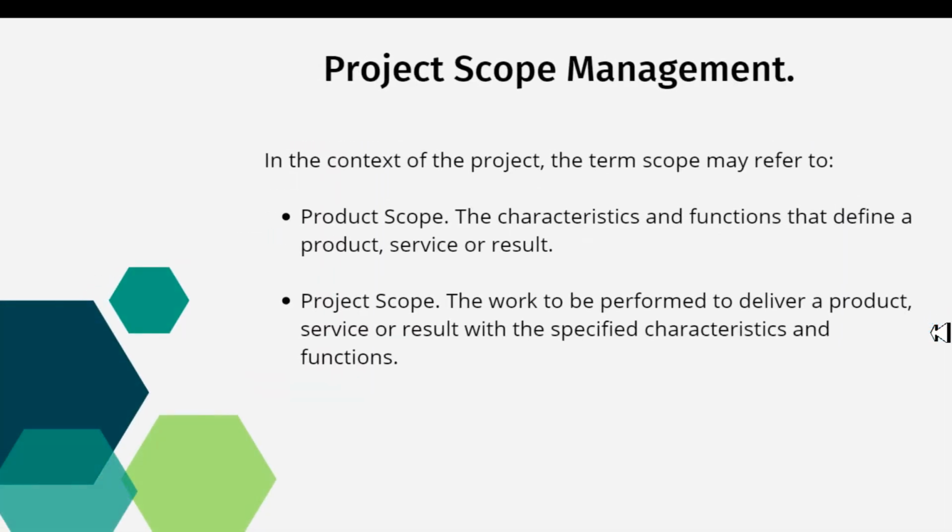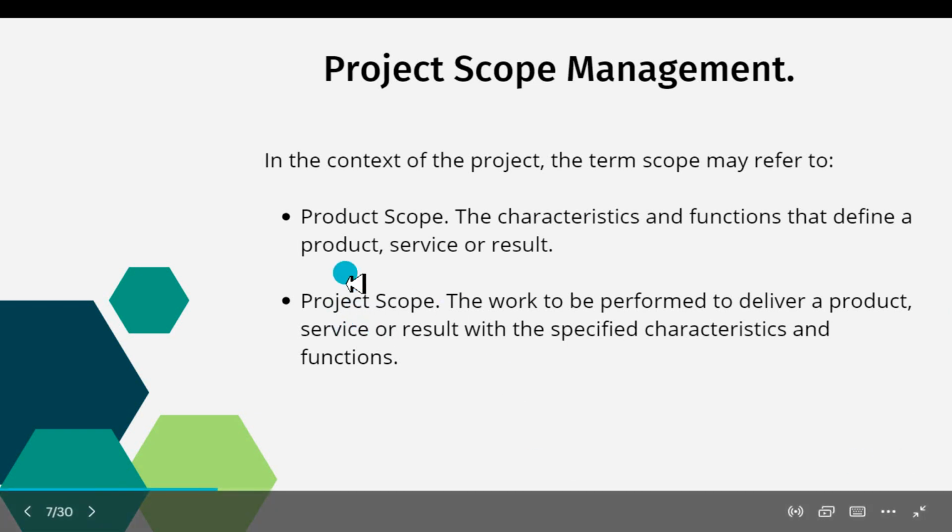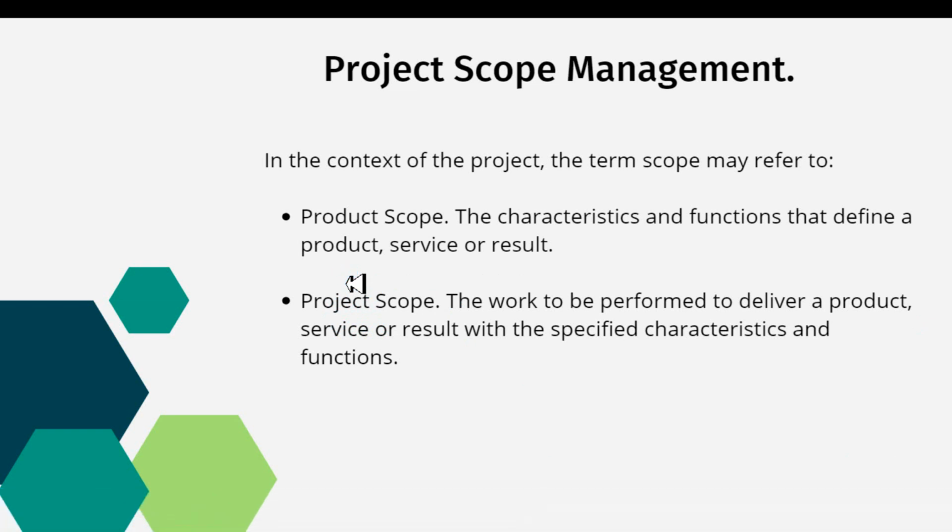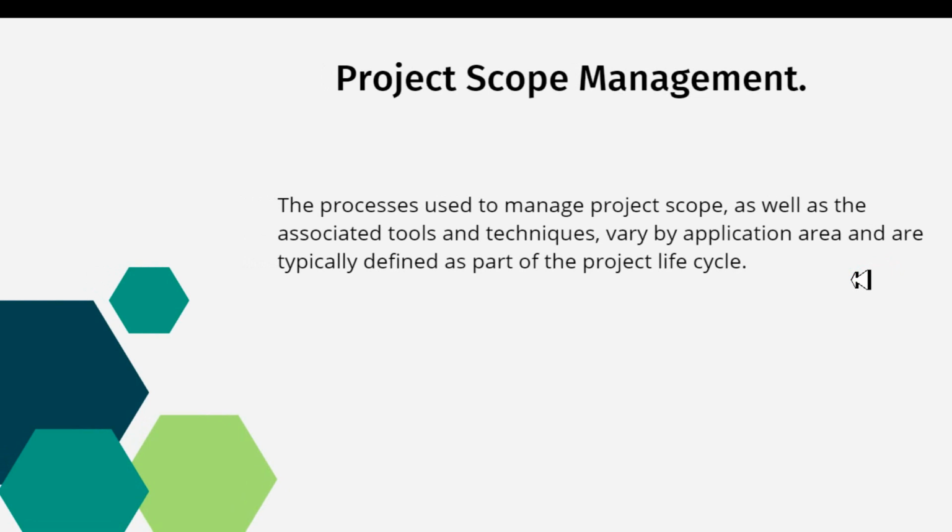So, in the context of the project, the term scope may refer to product scope, the characteristics and functions that define a product, service, or result. Project scope is the work to be performed to deliver a product, service, or result with the specified characteristics and functions. And the processes used to manage project scope, as well as the associated tools and techniques, vary by application area and are typically defined as part of the project life cycle.